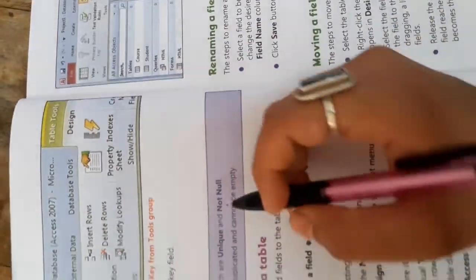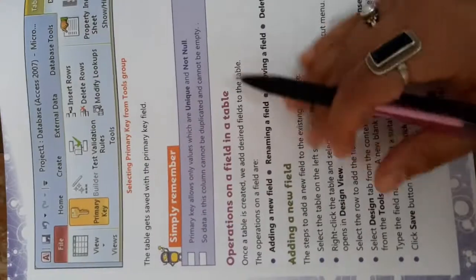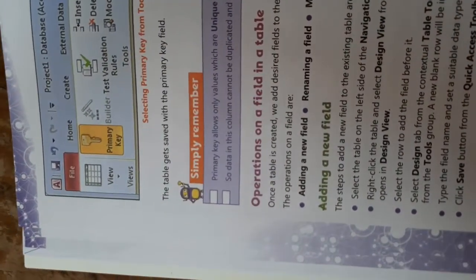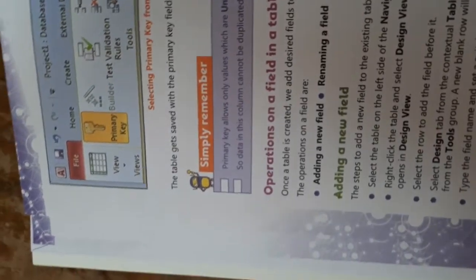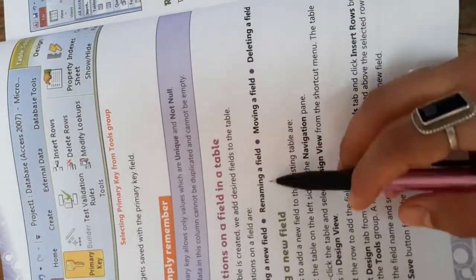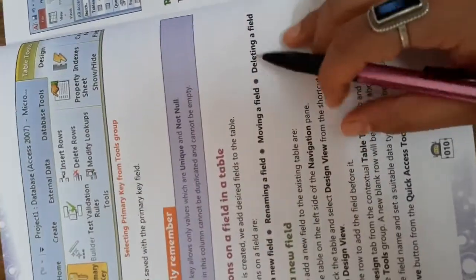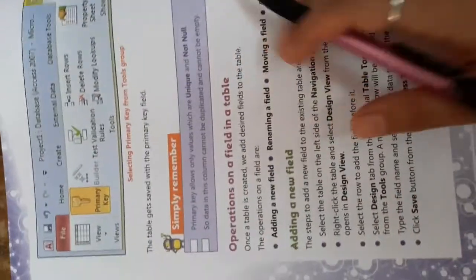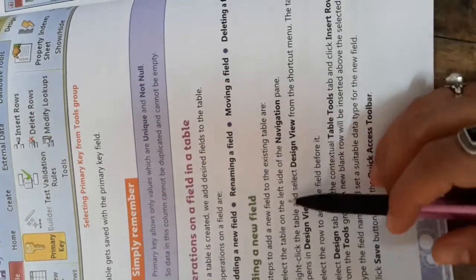Okay children. Next, operations on fields in the table. Now, once a table is created, we add fields to the table. The operations on the field are adding a new field, renaming a field, moving a field, or deleting a field. Now first one, adding a new field. What are the steps for adding the new field?